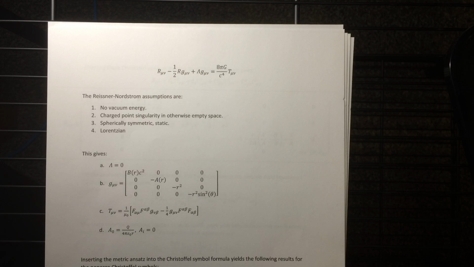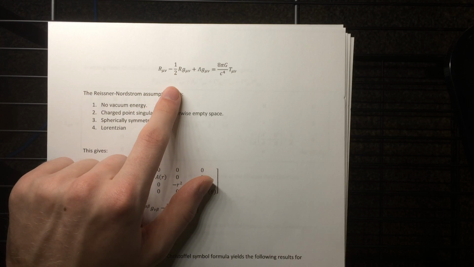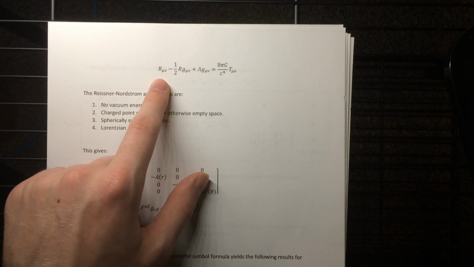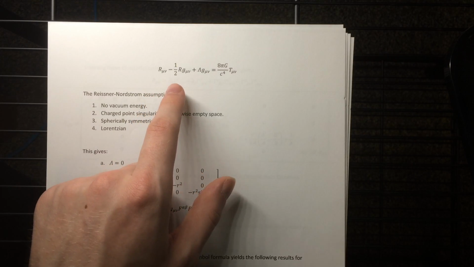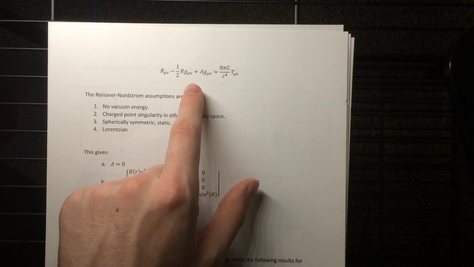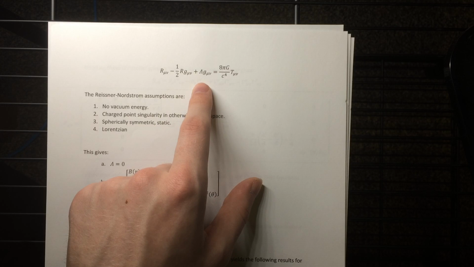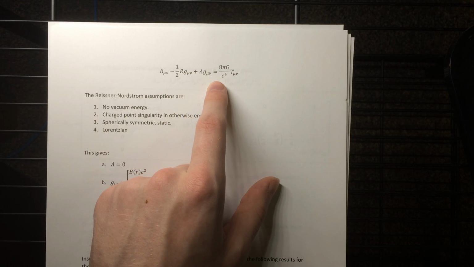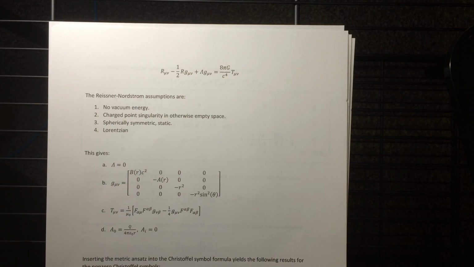For those of you who don't remember what the Einstein field equations are, they are right there. We obtain them by taking the Ricci curvature tensor, subtracting from it a half the scalar curvature times the metric, and then adding to it the cosmological constant times the metric, and then setting that equal to 8 pi G over c to the fourth times the stress energy momentum tensor.